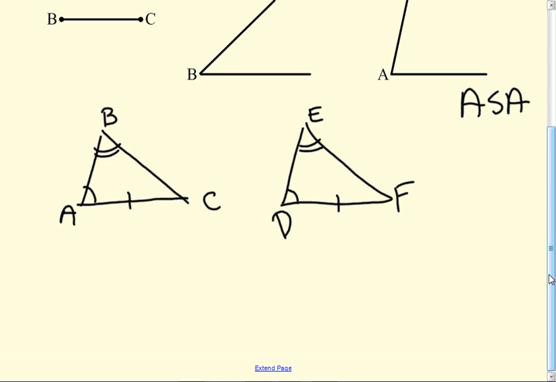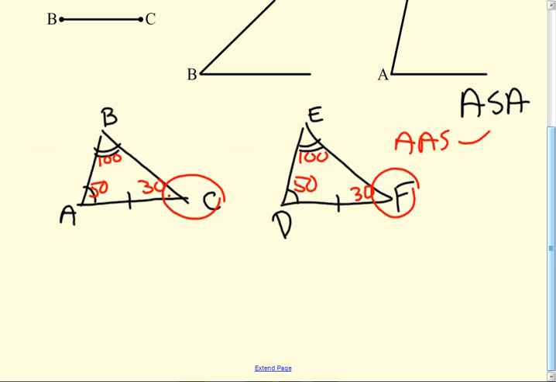Okay? What's true about these remaining angles? What's true about angle C and angle F? They're going to be the same. Let's put some numbers in here. Let's say this is 100 degrees, and that's 100. And then this is 50, and that's 50. How big is angle C? 30. Guess what? Angle F also has to be 30, because they have to add up to 180. If you know two angles in a triangle, the third one has to be congruent. So, guess what? You have angle, angle, side, and it's just a spin-off of angle, side, angle. That's all it is. It's just a different angle.